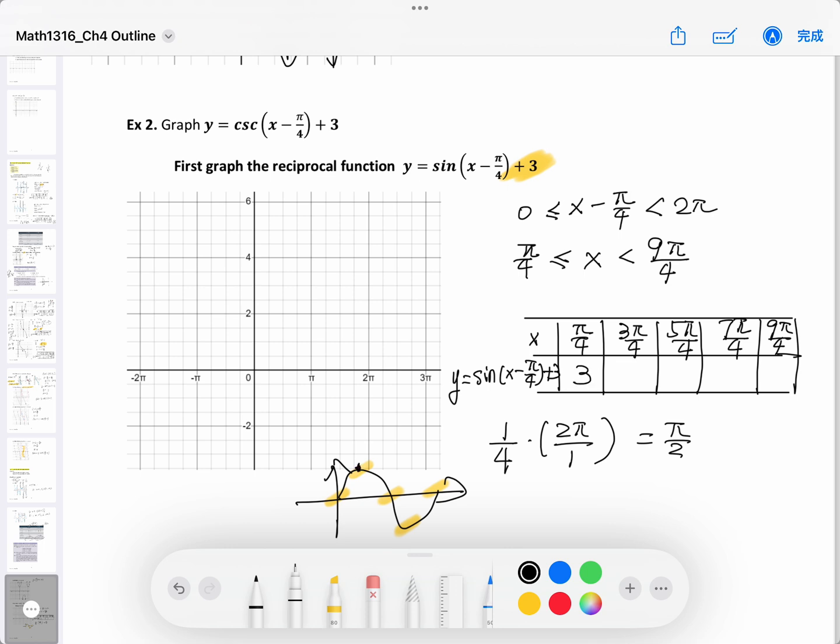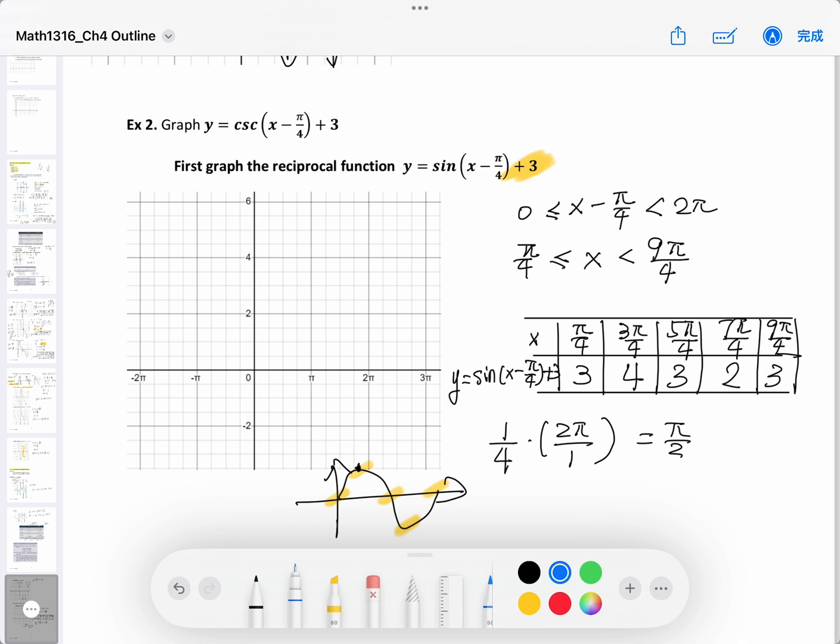Second key point is 1. The y value is 1 plus 3, 4. And 0 plus 3, 3. Negative 1 plus 3, 2. And the last point is 0 plus 3, 3. All right, we have these key points. Let's graph them. And remember, this is a sine function, not a cosecant function.